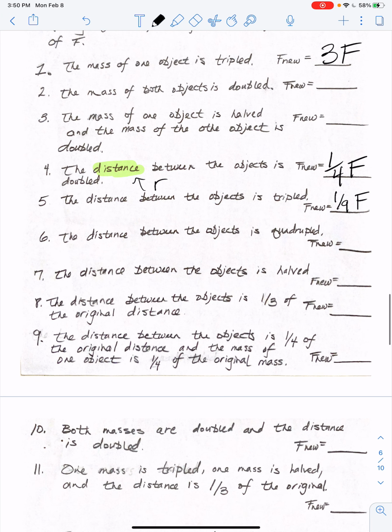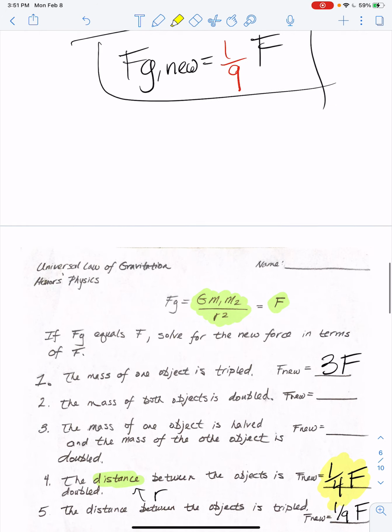Let's go to number 7. Number 7 says the distance between the objects is halved. Now, if we doubled the distance, we ended up with 1/4 of the force. So if we halve the distance, we should get how much force? Well, 4 times the force. All right, let's see if that makes sense. So we're saying, once again, if we halve R, we get 4 times the force. How is that going to work mathematically?